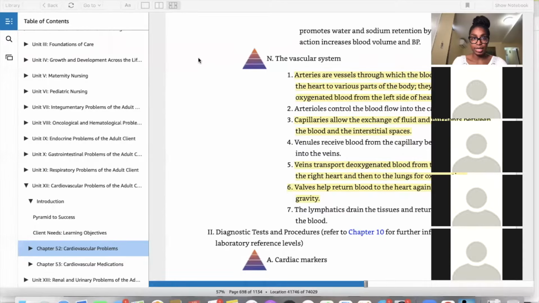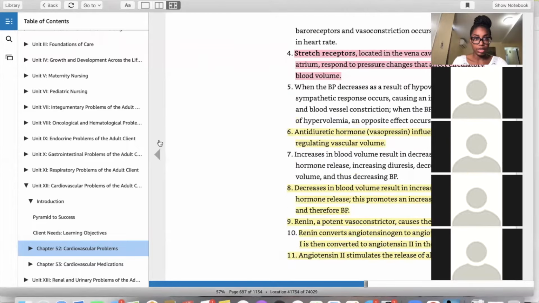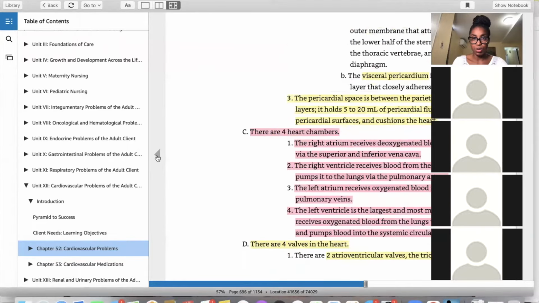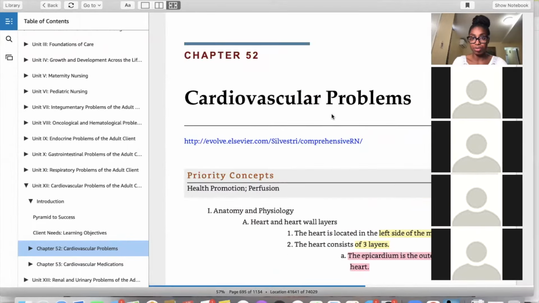This is a time a lot of people have graduated and are making ready for the NCLEX. So this might be helpful to you. I'm going to share my screen so you can see. So this is the content that I will be covering today. As you know, we will be doing cardiovascular problems.